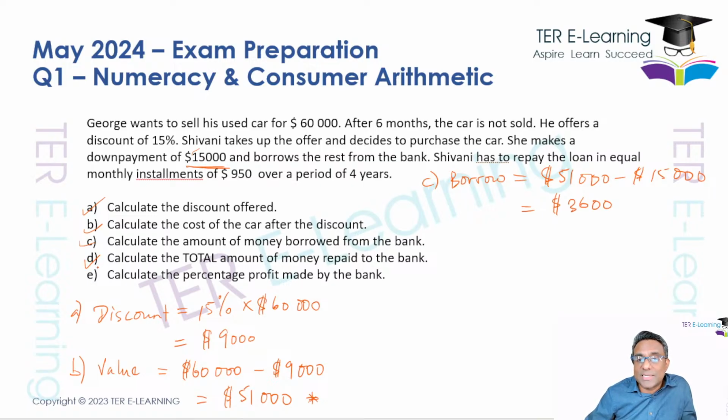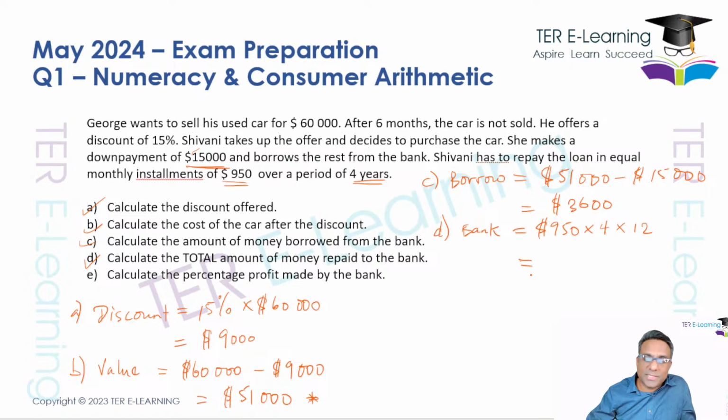The next thing we have to do is calculate the total amount of money repaid to the bank, right? Now, she has a monthly installment of $950, and she is paying this over a period of 4 years. So I'm just going to put the word bank here. The amount she's going to pay back will be $950 multiplied by, so she's paying this over 4 years, but remember she's paying this on a monthly basis. Every year is 12 months, so you have to multiply by 12 here.